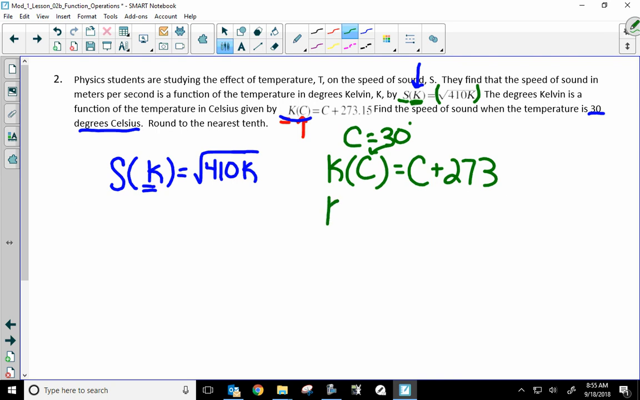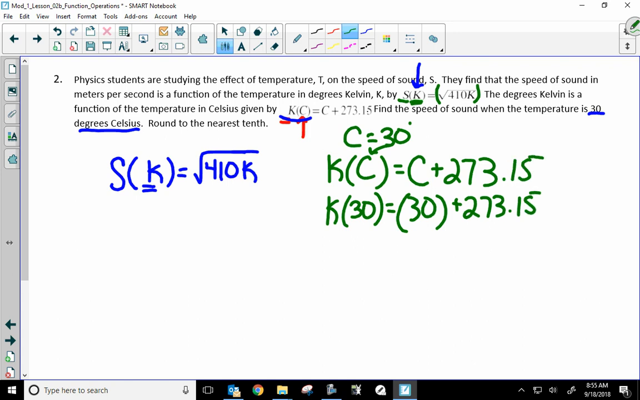So I'm going to take Kelvin of 30. That means I put a 30 in for my Celsius. Forgot the 0.15. Very important. In math, you can't miss any numbers. So if I add this, I get 303.15. That's actually what Kelvin would be when Celsius is 30 degrees. So now I have Kelvin.